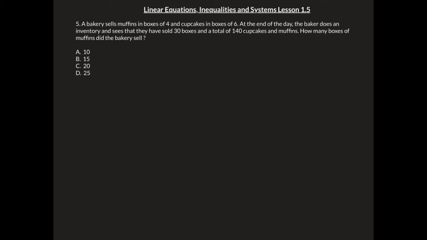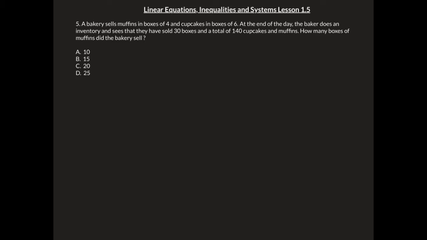So the first thing you want to do is underline important information. So a bakery sells muffins in boxes of 4 and cupcakes in boxes of 6. At the end of the day, the baker does an inventory and sees that they have sold 30 boxes and a total of 140 cupcakes and muffins. How many boxes of muffins did the bakery sell?